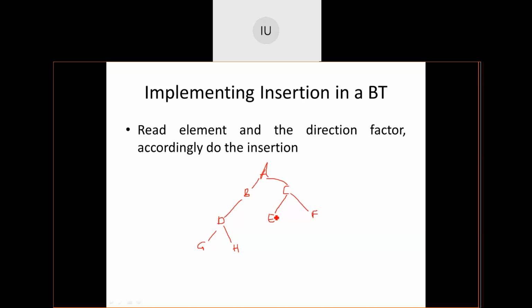Okay. Next thing is, for this given binary tree, I can display the contents of the binary tree in 3 different ways. One is called in order, the second is called pre-order, and the third is called post-order. I'll repeat again. In order, pre-order and post-order.